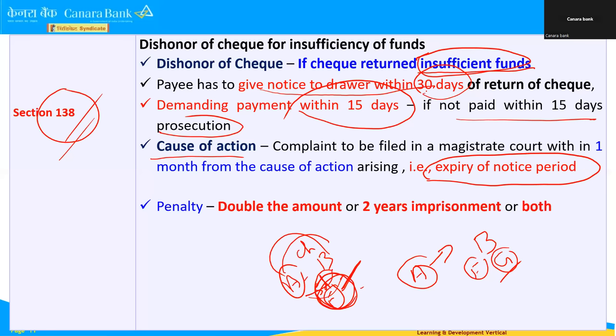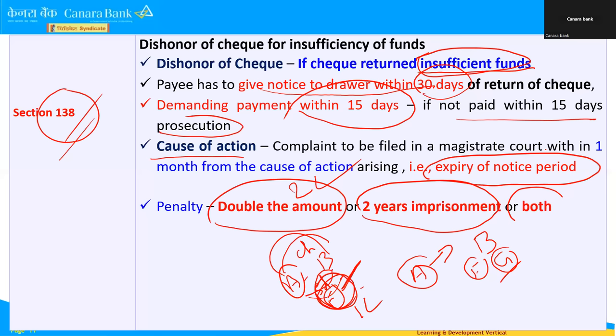Okay. Then the magistrate will verify what happened, all these things: consideration is there or not, check returned, insufficient funds, the reason. They will take your bank's slip also. Then if the judge believes that A has done a mistake, the judge can impose a maximum penalty of double the amount. For example, if your consideration is 1 lakh, maximum 2 lakhs punishment, or 2 years imprisonment also they can impose. Double the amount, 2 years imprisonment, or both also the judge can give. So the judge has full powers to give the punishment to A.